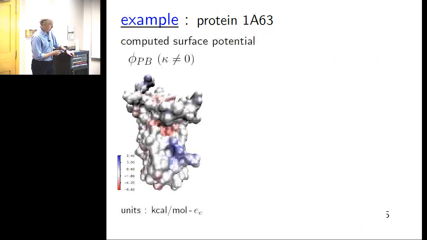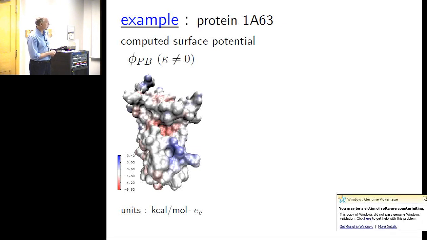So let's continue with this example. I'm going to show you some of the output before explaining how the method works. This is an example of a computed surface potential using our boundary integral solver. This is the Poisson-Boltzmann electrostatic potential, where kappa is not equal to 0. You get the ability to plot the potential at each triangle, essentially. On each triangle, we have a value of the electrostatic potential. It goes from negative values to positive values.